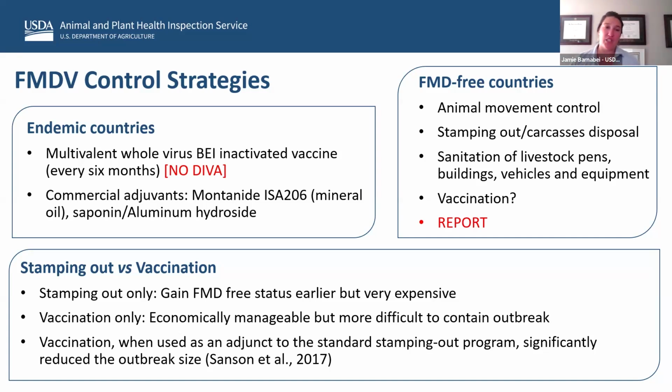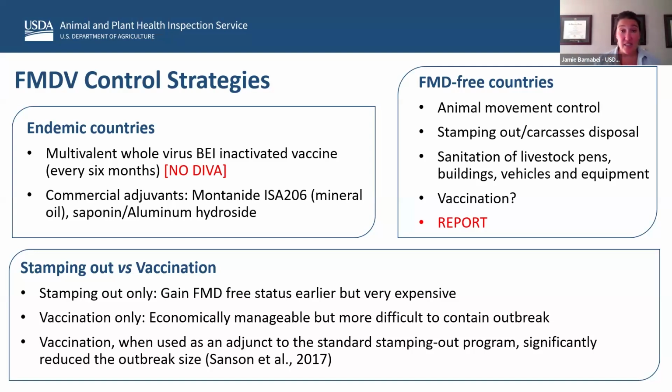Now let's talk about stamping out versus vaccination. So stamping out only gets you disease freedom status quicker, right? But it's very expensive, very costly. This isn't a disease that often kills the animals, so that's a lot of protein loss, or milk loss, things that aren't entering supply any longer. Vaccination only would be rare. This would have to be an extremely large outbreak for us to be only vaccinating and no longer stamping out. So economically, this is more manageable for us, but this is not an outbreak that we're likely to contain anytime soon if that's the option that we've gone with.